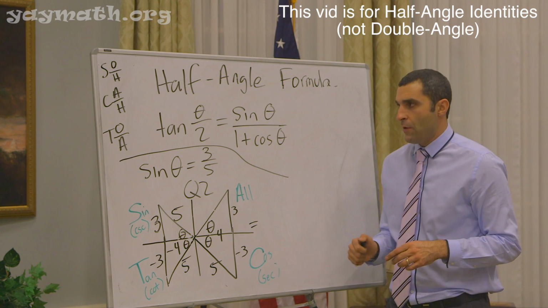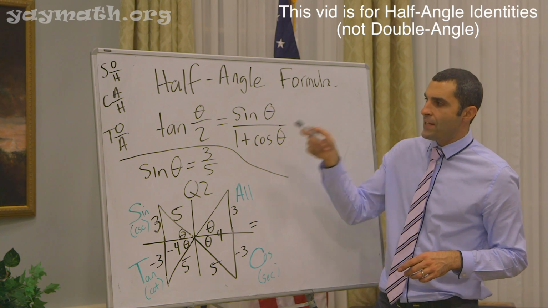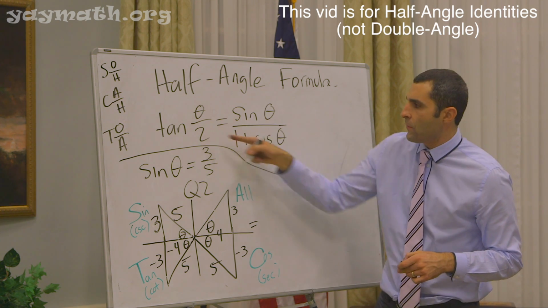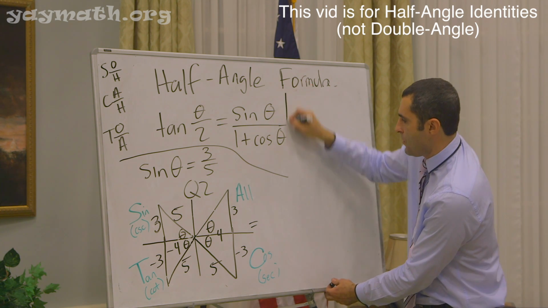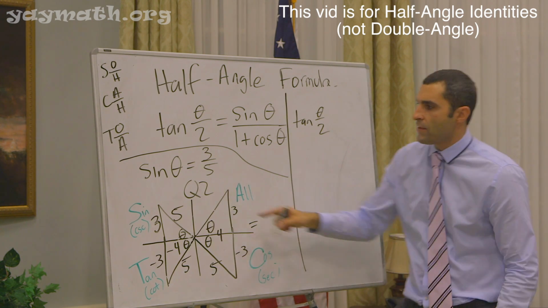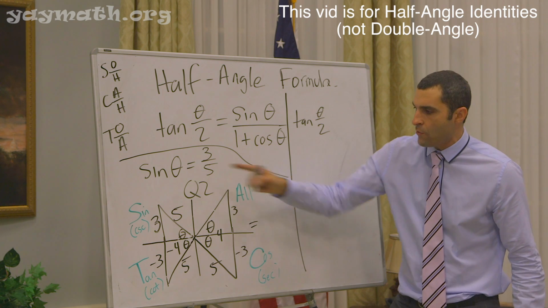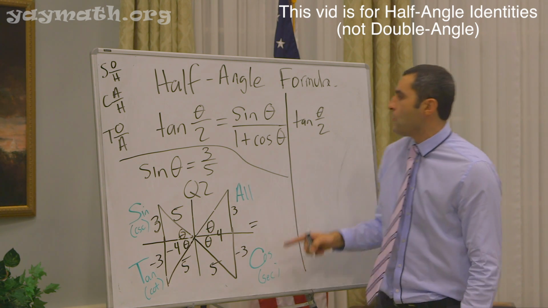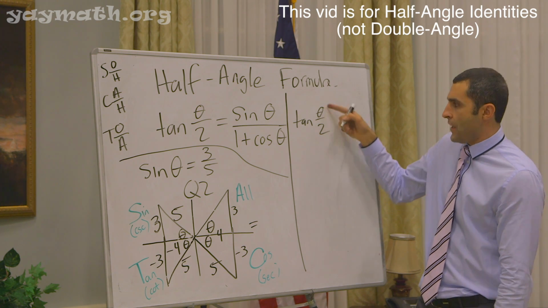Perfect. Okay, so now what we're going to do is tangent of theta over 2. This is the formula. Right now we're going to do tangent of half the angle based on the fact that sine of the angle is 3 over 5 in quadrant 2. What would be tangent of theta over 2?